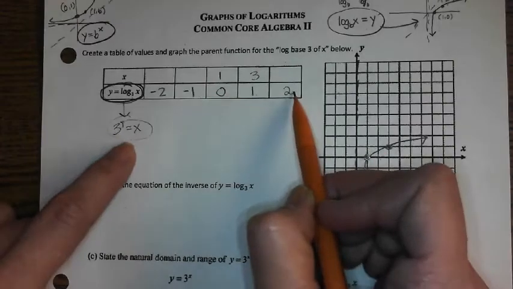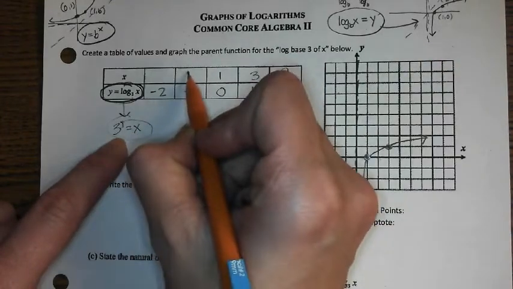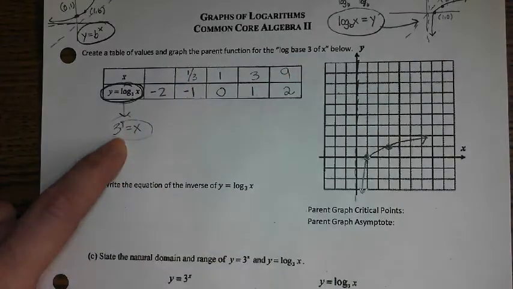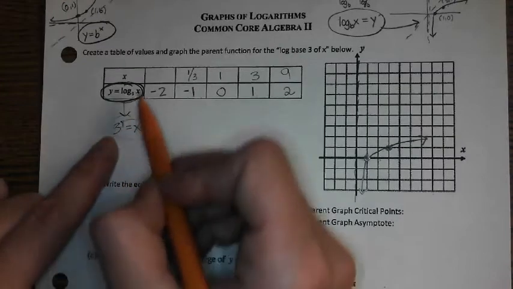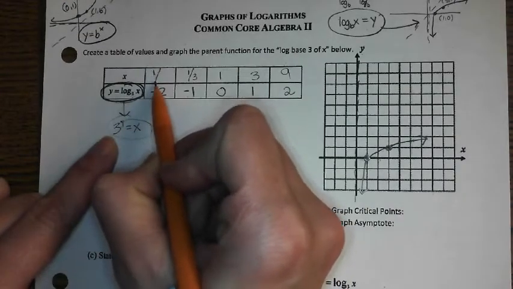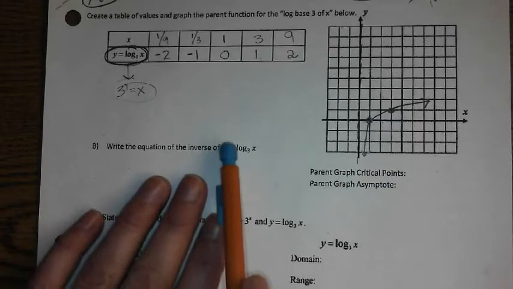3 to the second power? 9. 3 to the negative first power? No. Negative exponents don't make negative numbers. Negative exponents make fractions. 3 to the negative second power? 1/9. Okay? So this is having us go the other way.